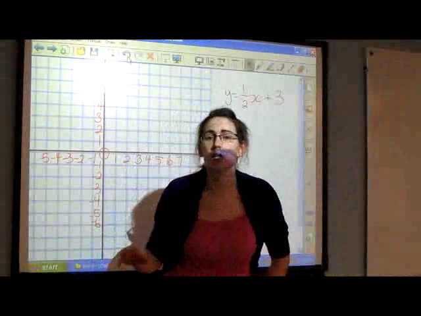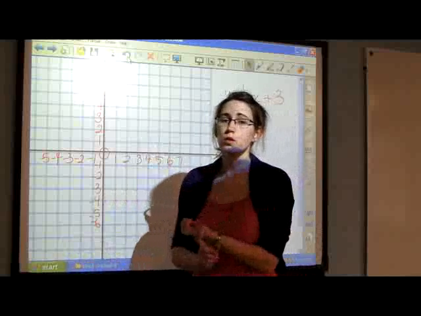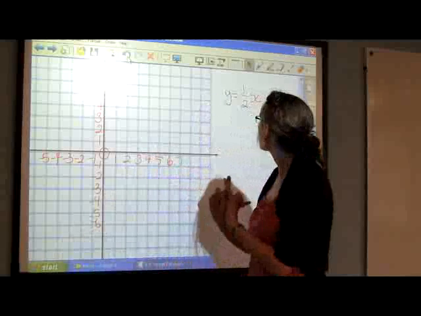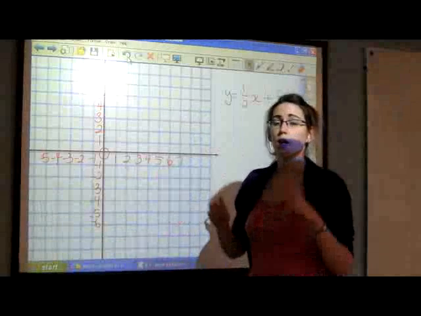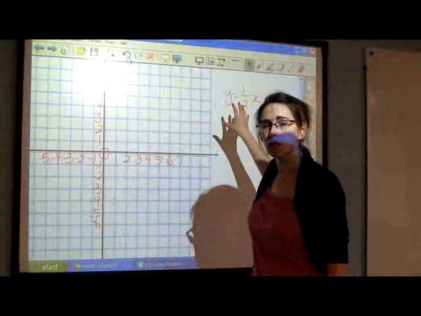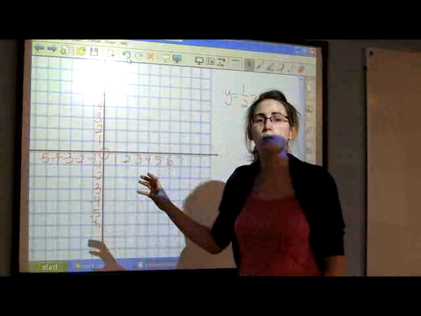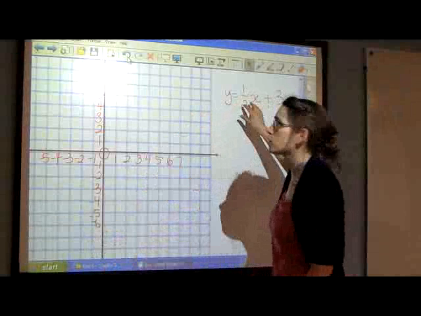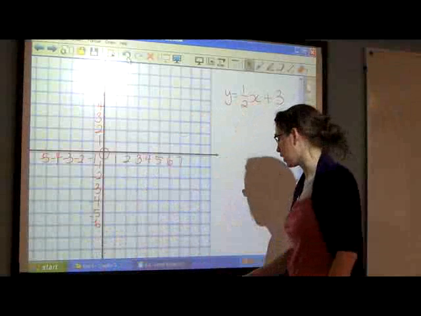And the reason why that's nice is because we can figure out what our slope is really quickly. We can figure out what our y-intercept is really quickly. If our equation is not in this form, it's a little more complicated to get that information. But in this form, we can tell what it is just by looking at it.